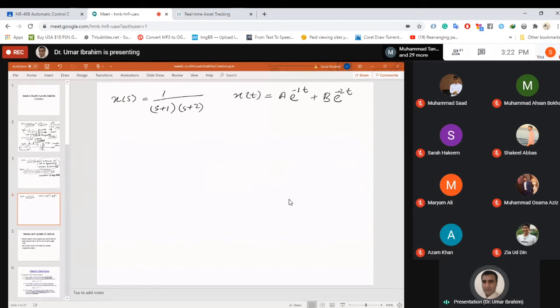Then the response will have, of course, e to the power -1, but there will be a t. Okay? Why did this t come? Student? Because there are two identical s plus two terms. Because it is repeated. Okay?